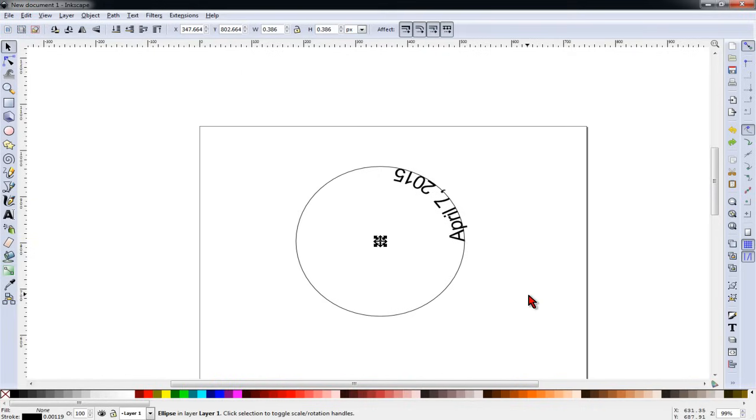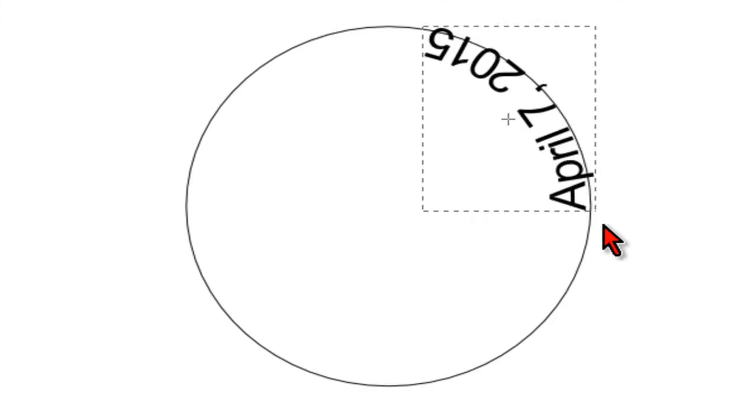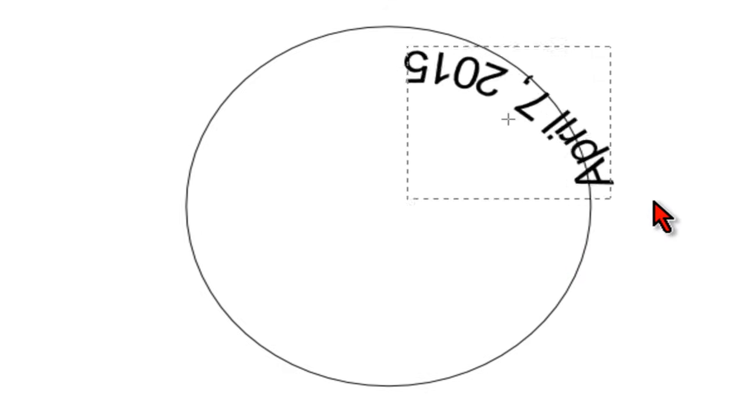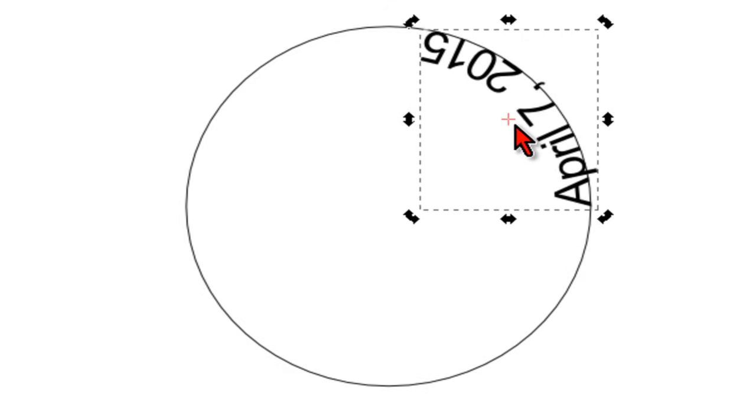Remember that little circle we put in the center. If we click twice on our text only, to get the rotate arrows, and we try to rotate it, you see it just rotates in place. That's where this little plus sign comes into play. You only have this when you have the rotate arrows.